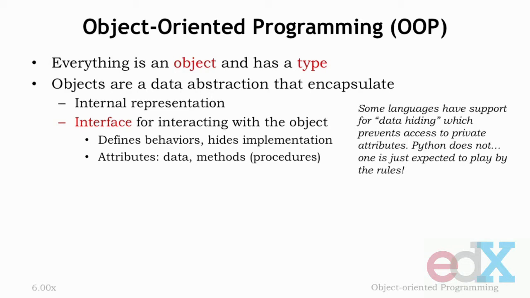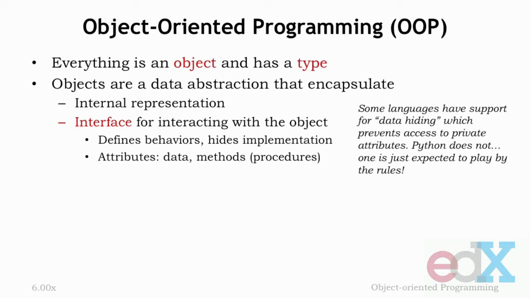Now, some languages have support for data hiding, which prevents access to private attributes. So in implementing behavior, some of the attributes may be intended for public consumption, and other attributes may actually only be for the internal use of the implementation. So in some languages, you can declare some attributes private and others public. Python doesn't have that distinction.